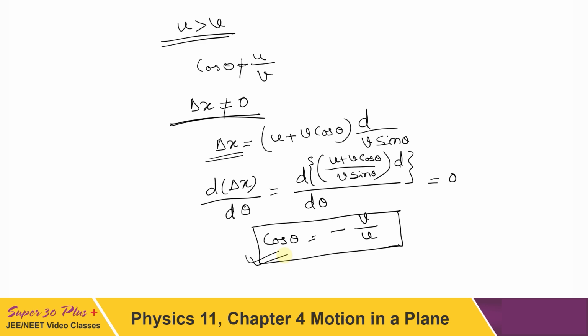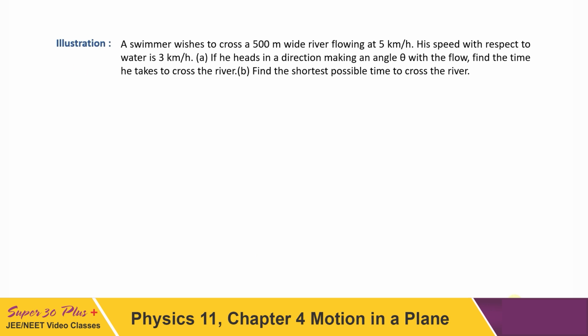So this is the basic concept related to crossing of a river. Now I am going to illustrate some of the numericals based on these concepts, whether it is rain and umbrella, river and swimmers. So let us see how the problems can be solved.